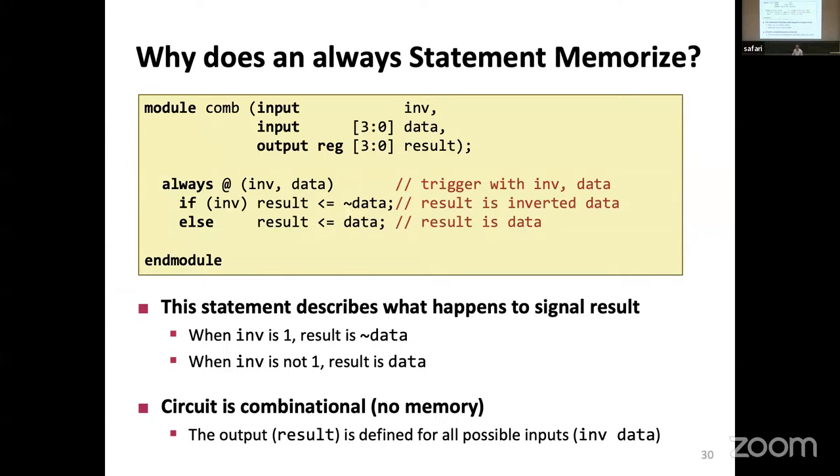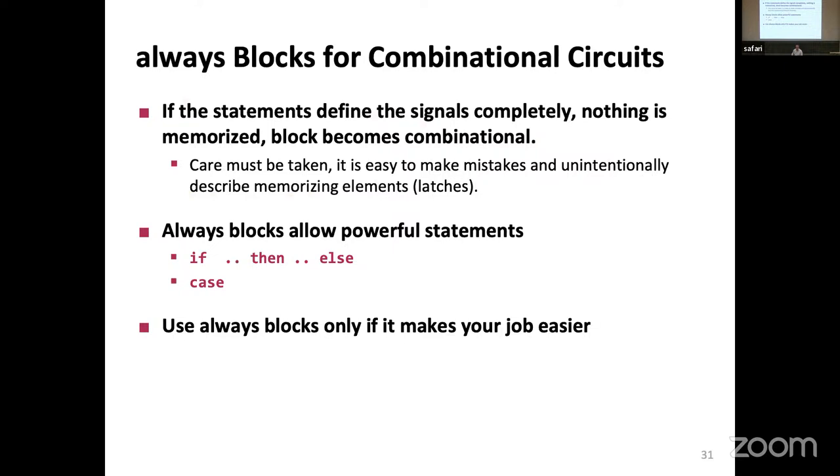Somehow, it's nicer because we are going to use always blocks a lot for combinational circuits. So if the statements define the signals completely, nothing is memorized. You just have to be careful. Notice that the memorizing happens because we intentionally forget things. Now, the tricky part is when you write code and you actually forget things: instead of a combinational circuit, you get a sequential circuit, although you did not want it. So it's a bit tricky, and I hate it for that.